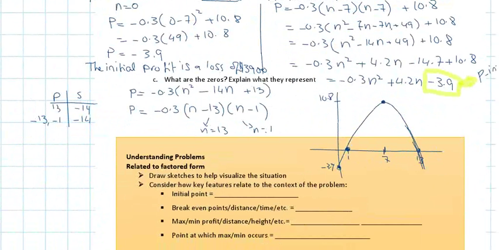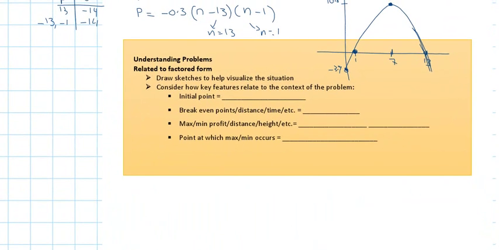So initial point means y-intercept. Break-even point or break-even money or break-even distance or break-even time or break-even profit, what does that mean? Your zeros or x-intercept, yeah?